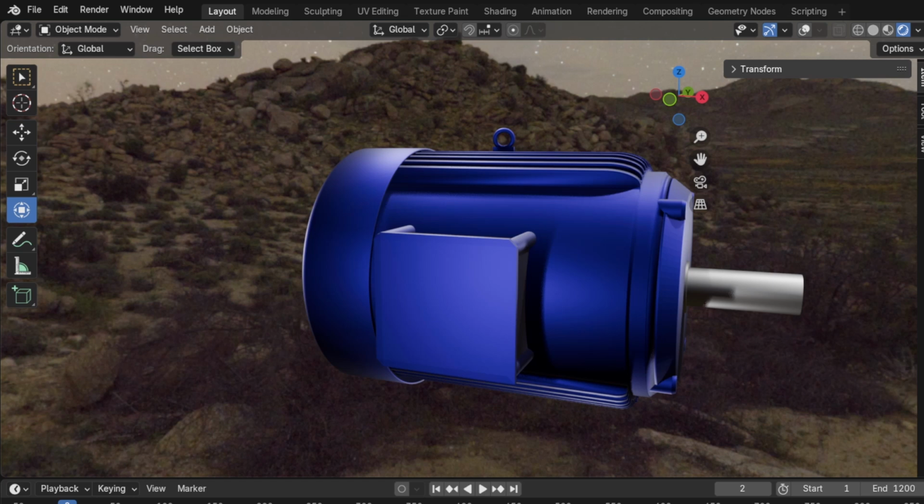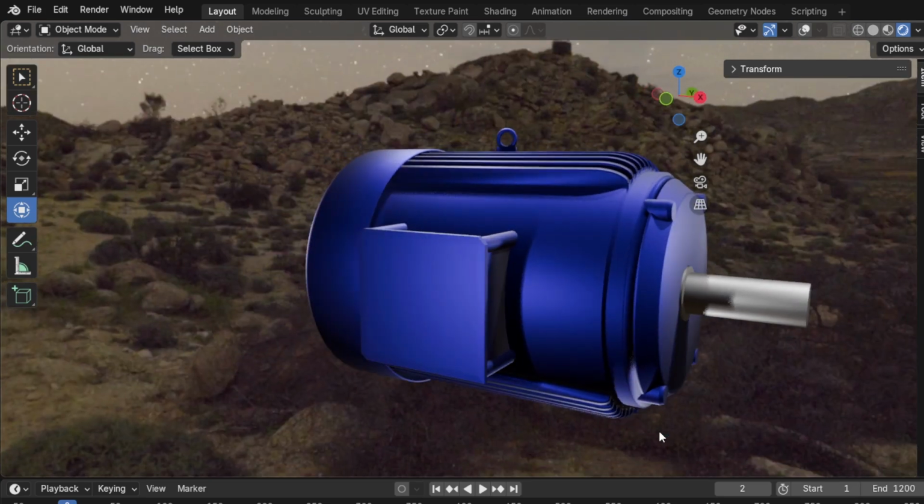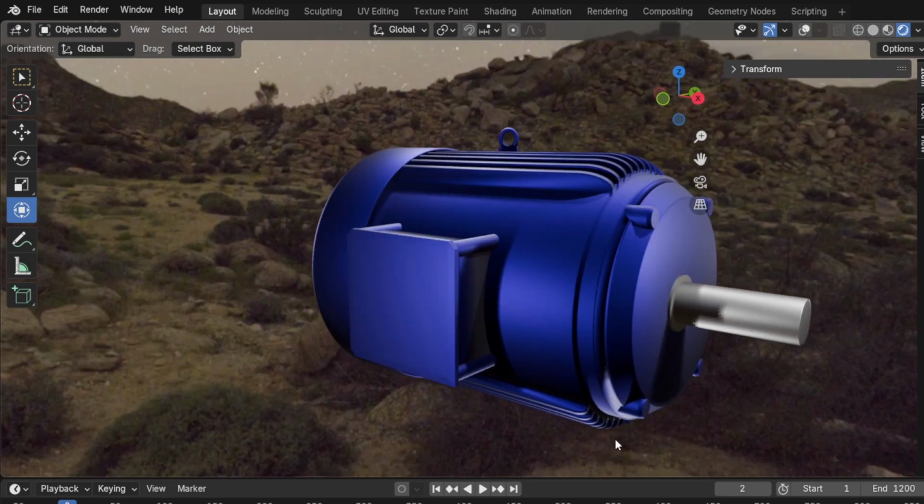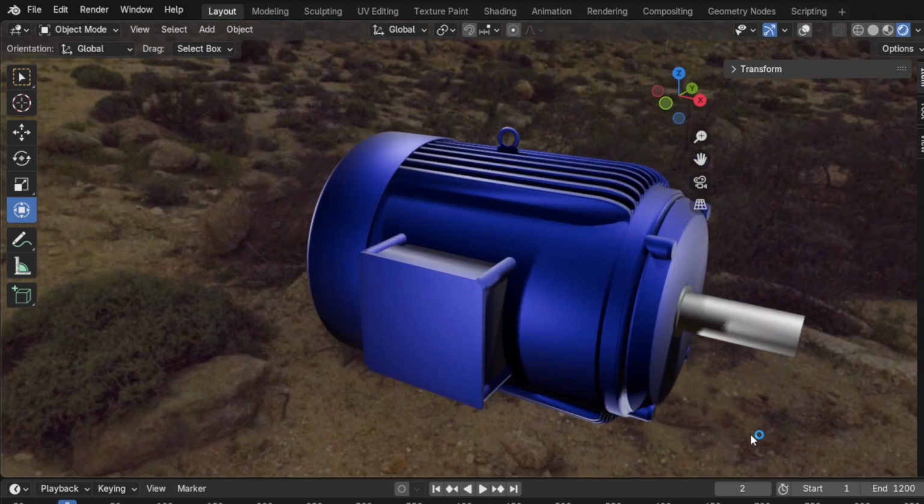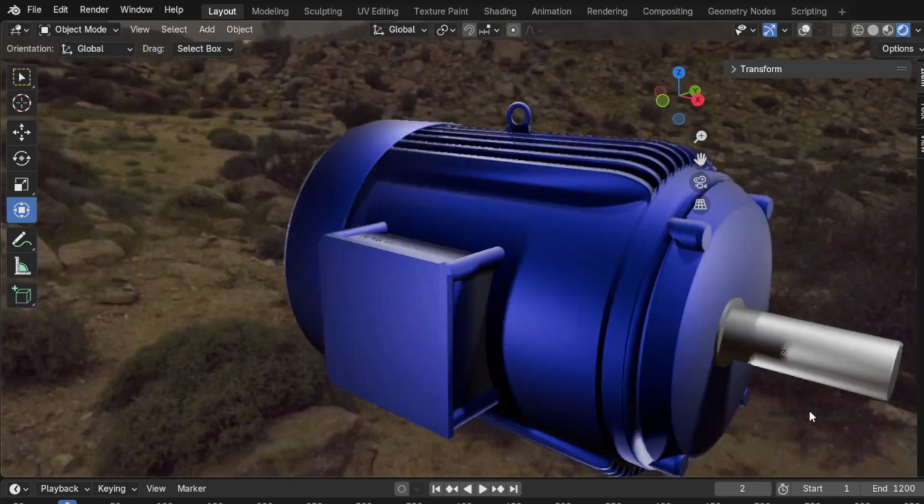So this is your typical three-phase industrial induction motor. These things are ubiquitous. They are everywhere, used in all sorts of different industries. You see them in CNC machines, HVAC systems, you name it, they're in it. So it pays dividends to learn about these things.